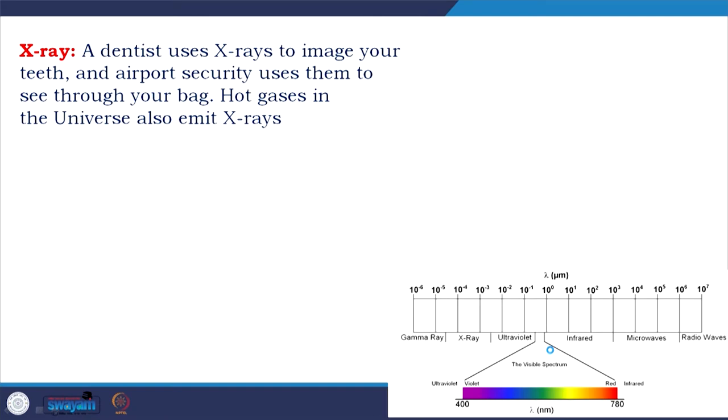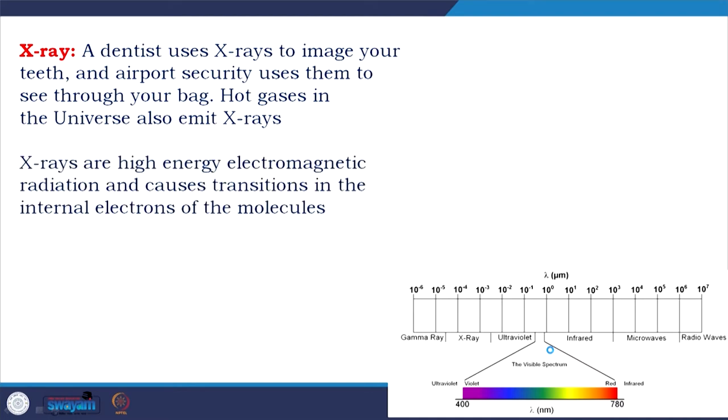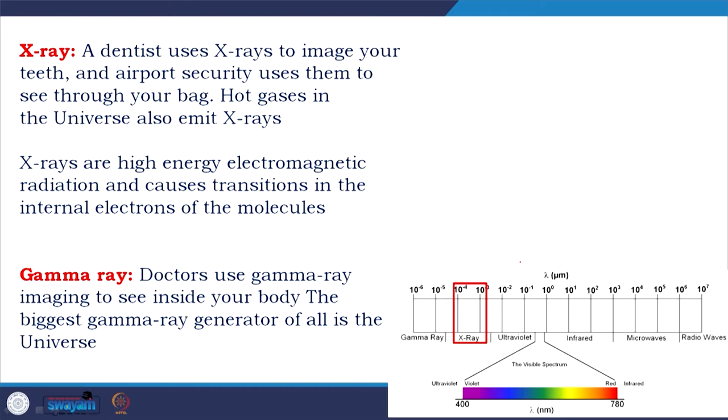X-ray: where we see the use of X-ray mainly, we go for bone fractures, we go for our dental problems, dentists use X-ray to image our teeth, and at airport security, they use them to see through your bag. Hot gases in the universe also emit X-rays. X-rays are high energy electromagnetic radiation and cause transitions in the internal electrons of the molecule, as we have discussed when going through X-ray crystallography. So, this is the range of X-ray, 10 to the power minus 4 to 10 to the power minus 3 micrometer in wavelength.